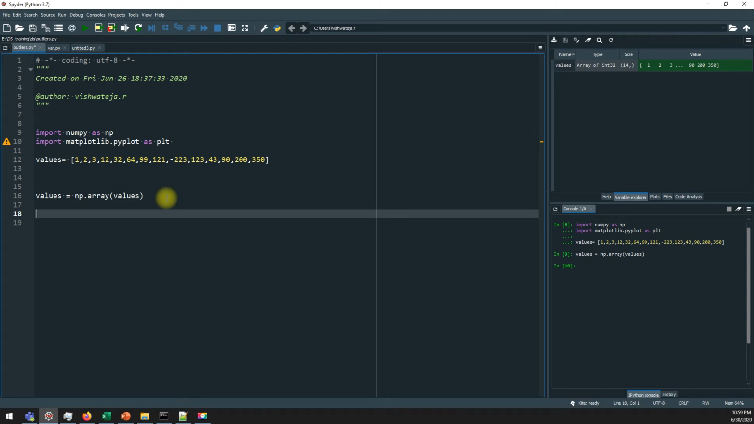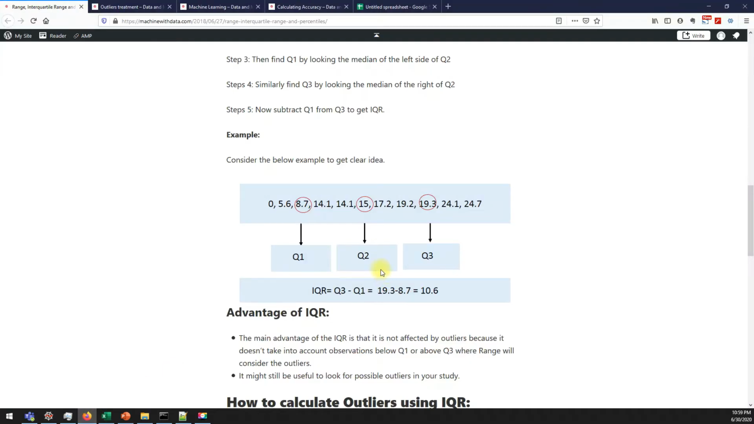Now I need to find this Q1, Q2, Q3. If you see, this Q2 is nothing but the middle value, which is your 50th percentile. It is at the 50th percentile level. And Q1 is about 25%, and Q3 is obviously about 75%. As we know, the median is the middle value, so it will be 50%.